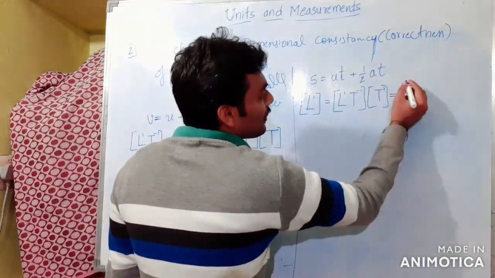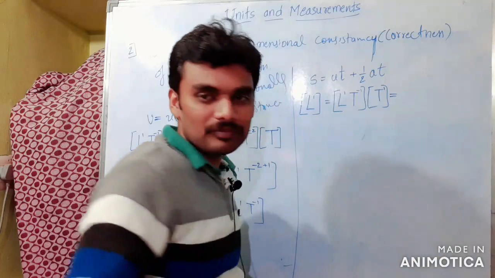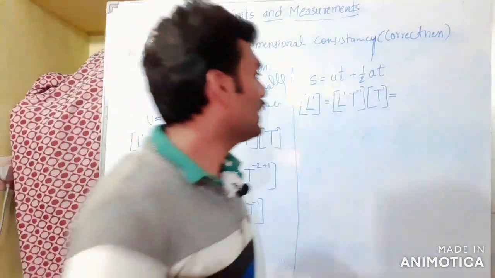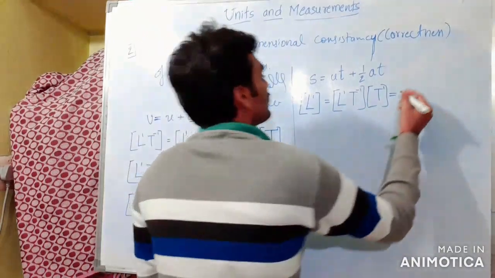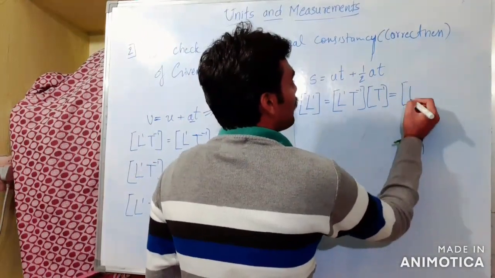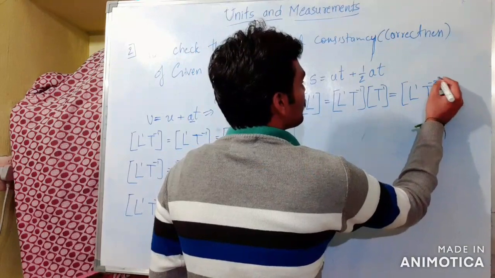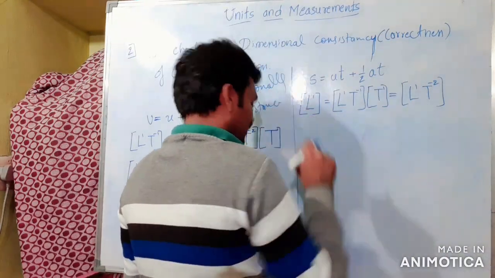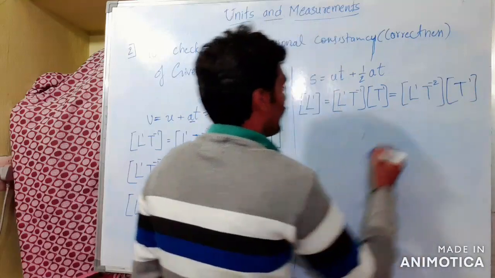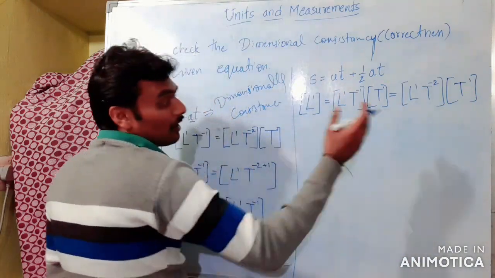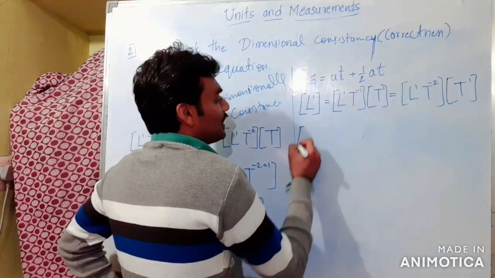Then I have a. What is this a? Just a minute. What is this a? a is acceleration, right? So dimension of acceleration, okay, is L1 T minus 2. And what is this small t? Small t is again time. So it is T1. Now let us check for the validity or the equating property.